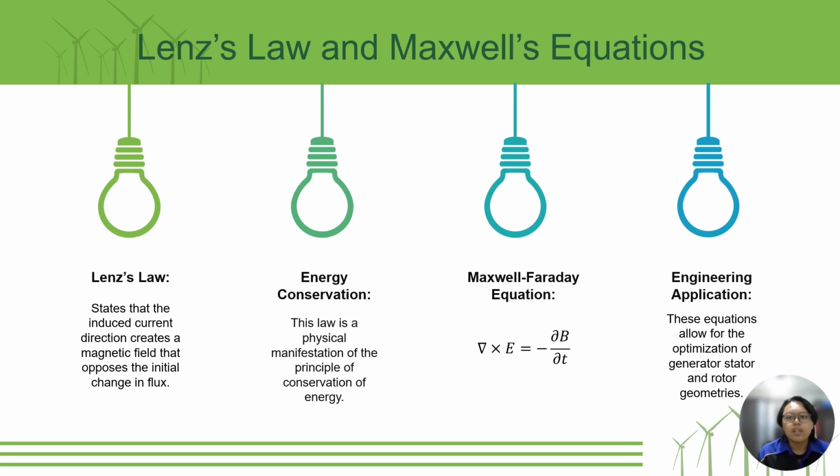Alongside that, we rely on the Maxwell-Faraday equation, which is the curl of the electric field equals minus the change of magnetic flux over the change of time, that is, the differentiation of B over differentiation of t. As for the engineering application, this equation is critical because it allows us to optimize the geometry of poles and the shape of a rotor in a generator to ensure maximum efficiency.